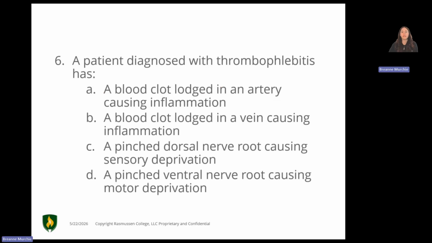Number 6, a patient diagnosed with thrombophlebitis has a blood clot lodged in a vein, causing inflammation. Thrombo means blood clot. Phlebo means vein. Itis means inflammation.